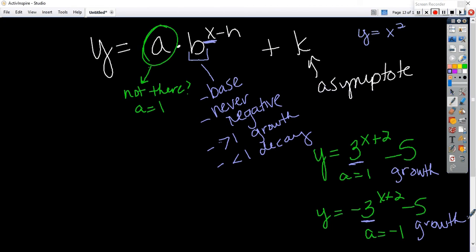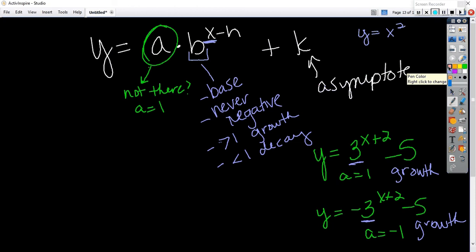Can B be 1? No, because if you have 1 to any power, it's just going to give you 1. It's not going to vary. Can B be 0? No. It could, and that would be a decay.